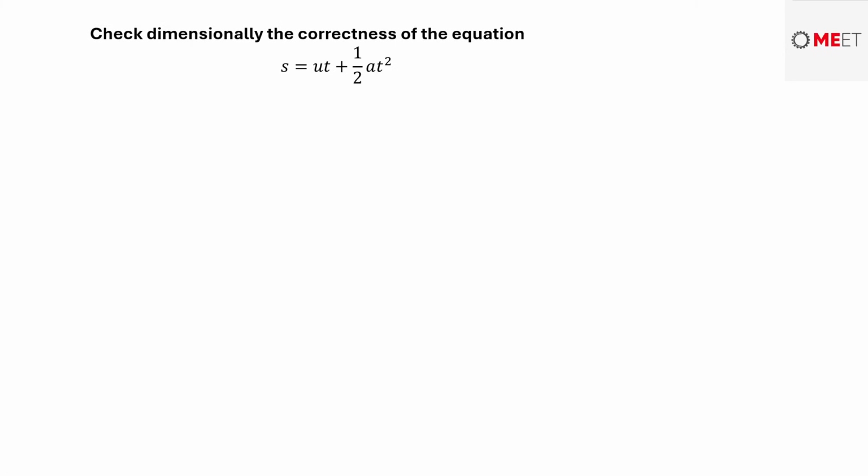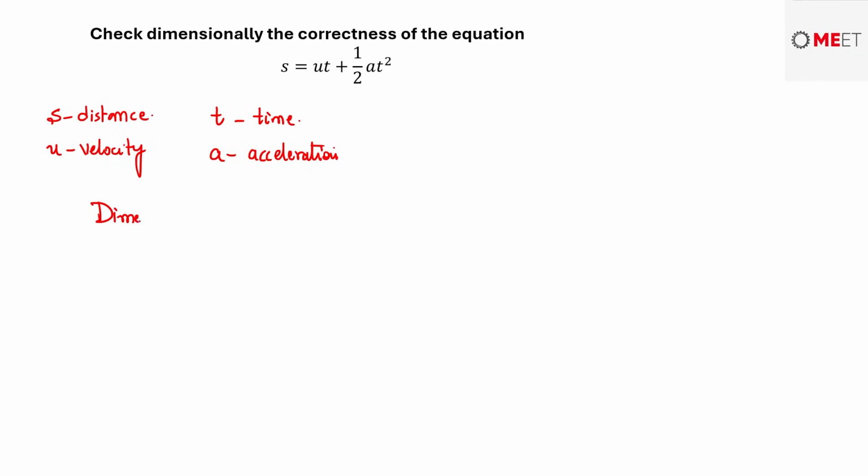Let's see a simple question which is asking to check the correctness of an equation. The equation is given as s equals ut plus half at square. S is distance, u is velocity, t is for time, a is for acceleration.